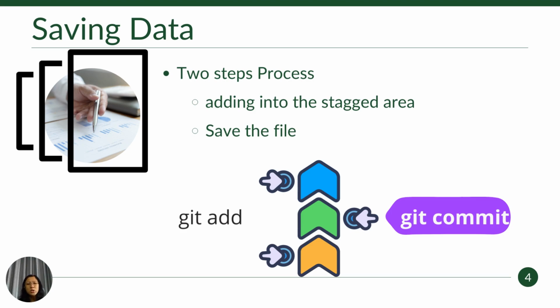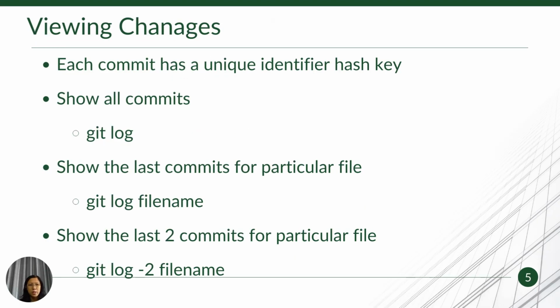If you just use git commit, it will save everything in the stage area. As a practice, we usually put git commit followed by the flag -m, with a message, to remember what kind of changes we have made in the file in that particular version.